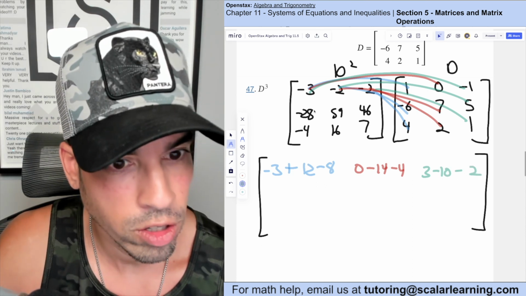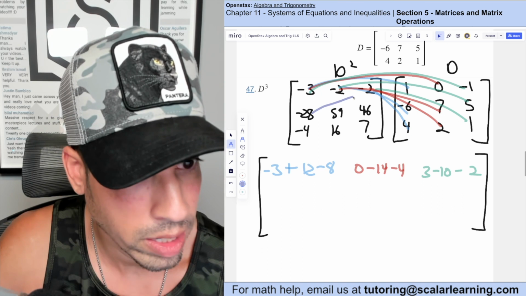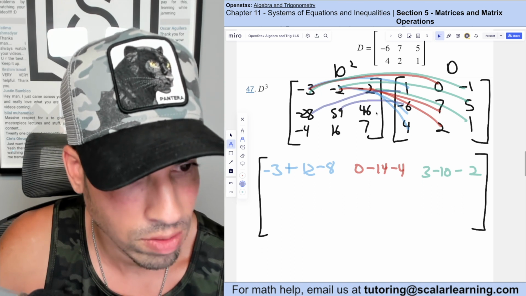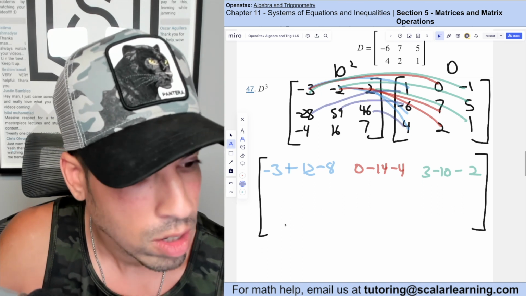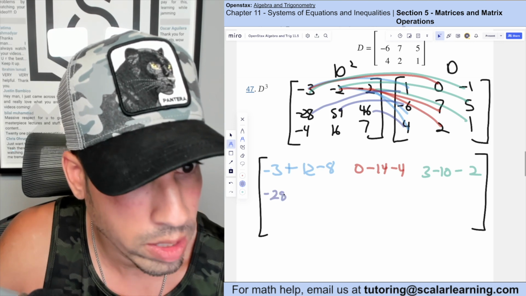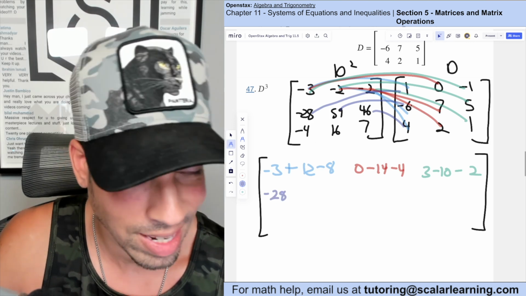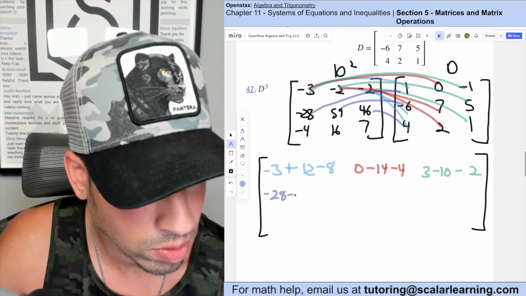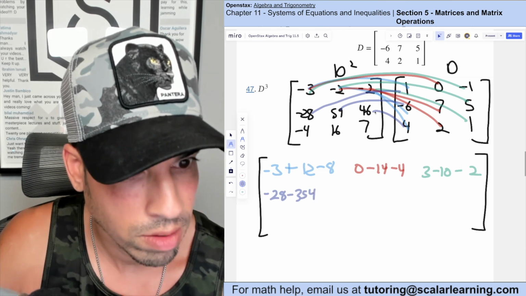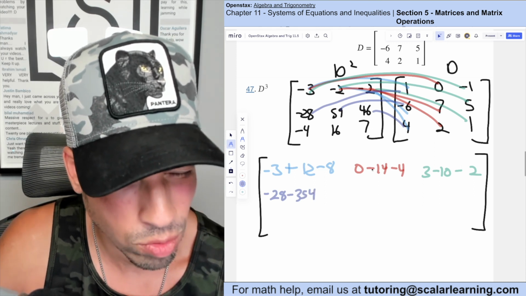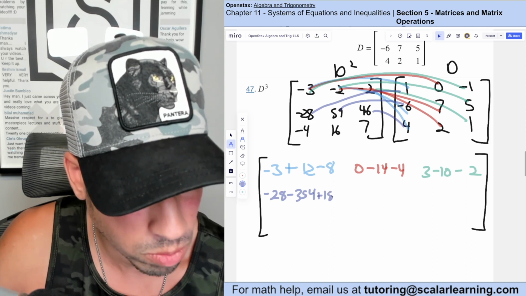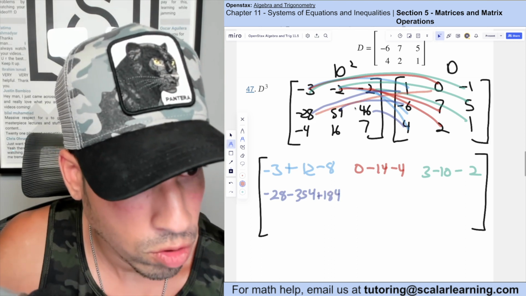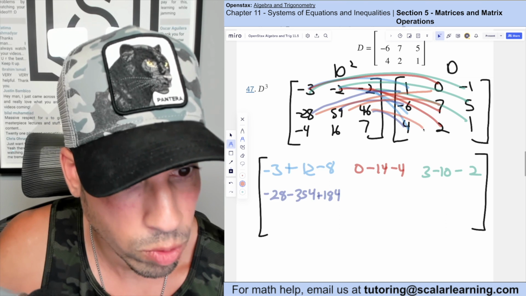Next, we go here to the second row. So we got negative 28 times 1, 59 times negative 6, 46 times 4. Big numbers. So that is negative 28. 59 times negative 6, that's negative 354, right? And then 46 times 4, that's 160 plus 24, 184. So big numbers. Next, negative 28 times 0 plus 59 times 7 plus 46 times 2.